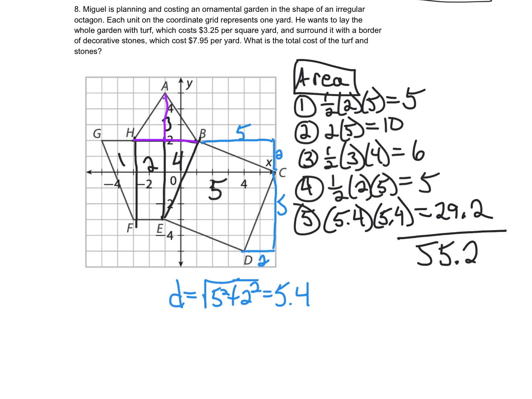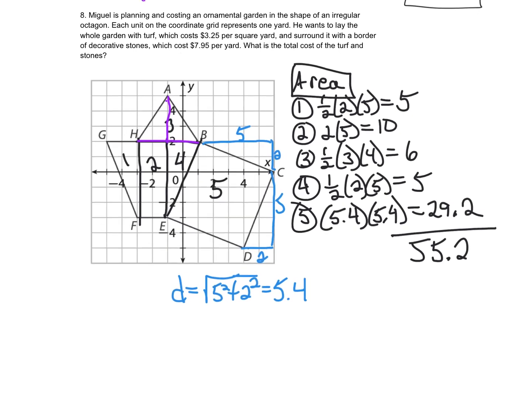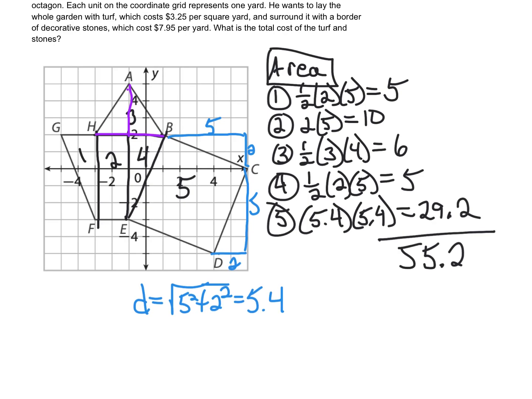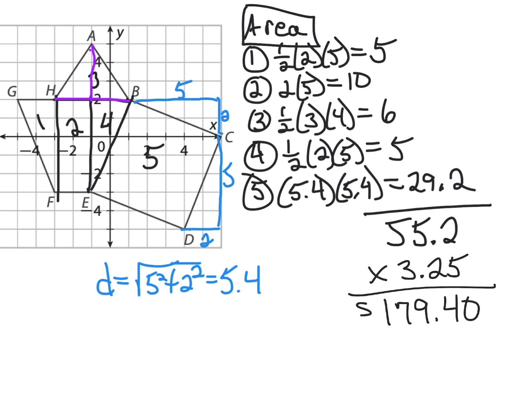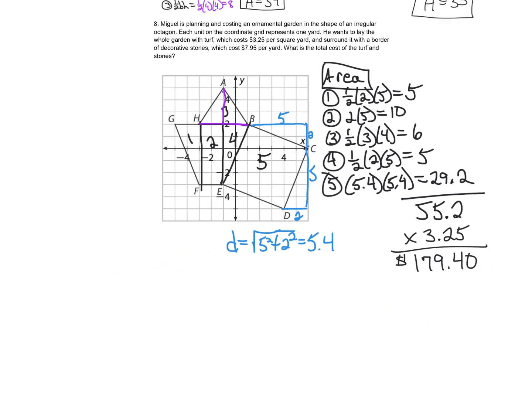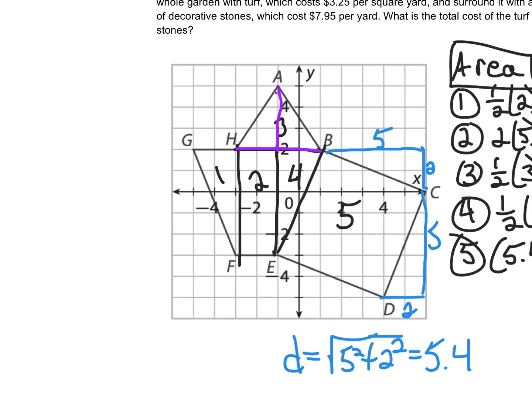Now, each one of those represents 1 yard, and he wants to lay the whole thing with turf, which costs $3.25 per square yard. So I got to multiply that by $3.25 times 55.2, which is going to cost $179.40. Now we have to do perimeter.